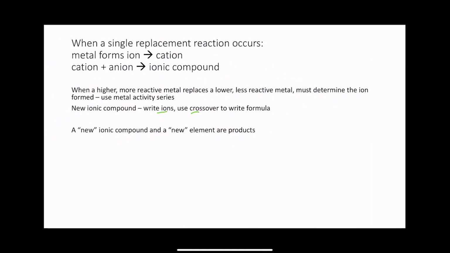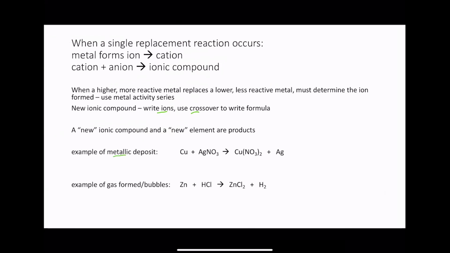So the new ionic compound and the new elements are an example of a metallic deposit reaction or where you have bubbles formed. And so you're going to see both of these in the examples today in the lab. So let's actually go to the lab procedure. Let me find that and work on that exact example.